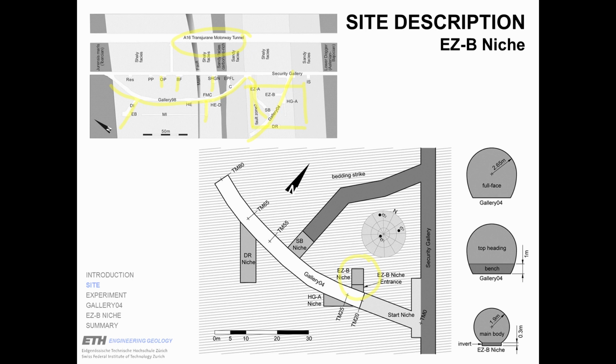You see here the dimensions of this EZB niche, which are relatively close to the dimension of a real repository drift, which today in Switzerland has a diameter of about 3 meters. This EZB niche or tunnel was excavated in this direction, and this direction is normal to the strike of bedding of this clay shale, and the dip of bedding is 45 degrees towards south.